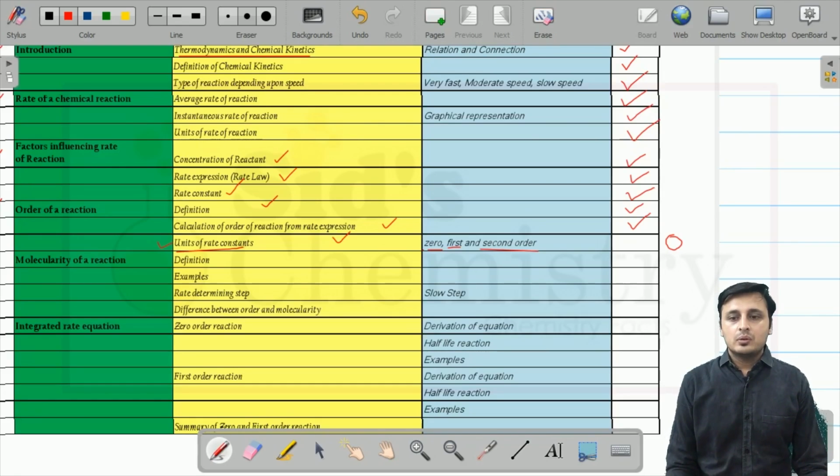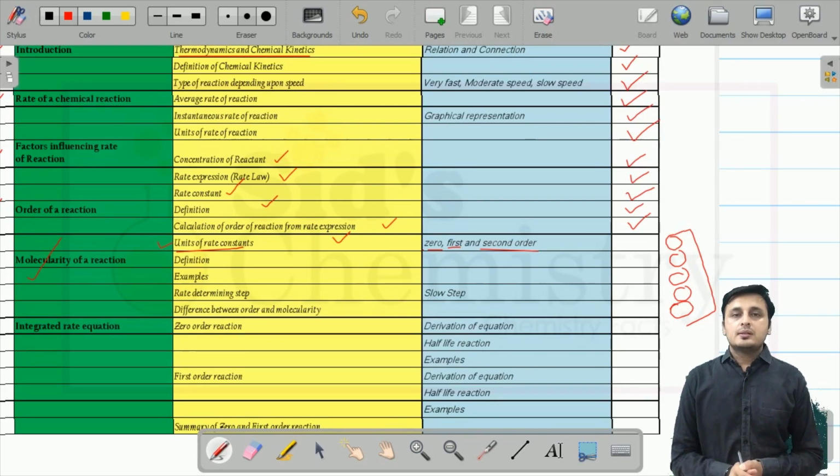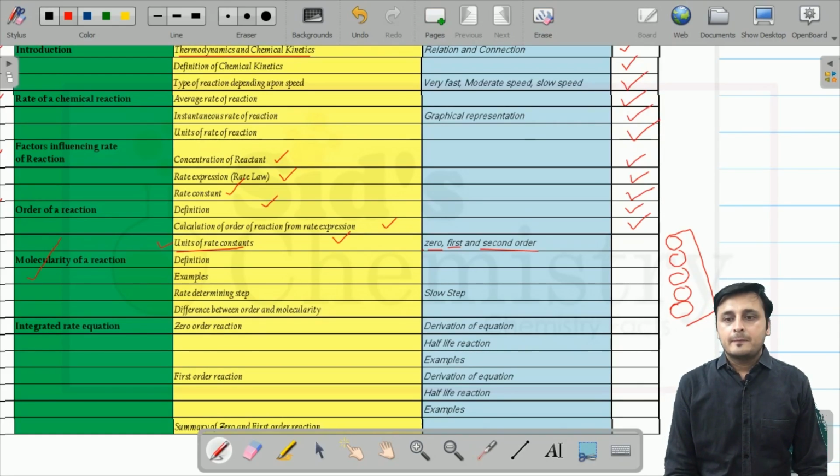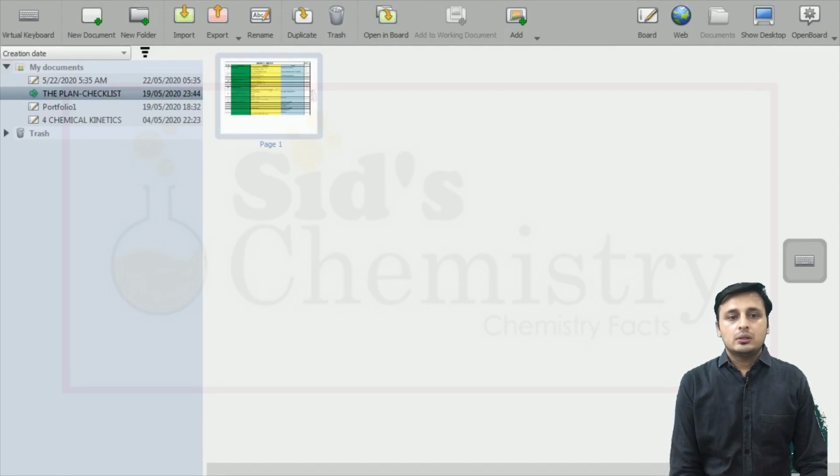and then we are going to learn about molecularity. In molecularity we will learn the definition, then several examples, then what the rate determining step is, and then the difference between molecularity and order of reaction. So these 5 points we are going to learn in today's session. Let us start with understanding how to calculate the units of the rate constant. So we'll go to the document.